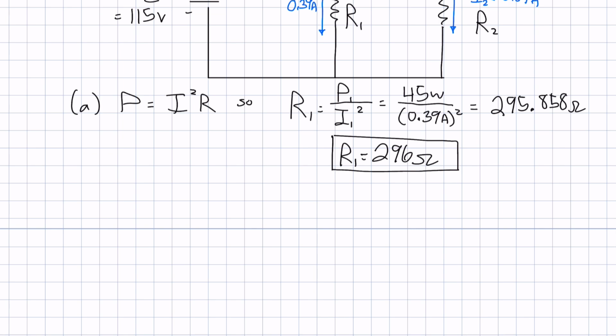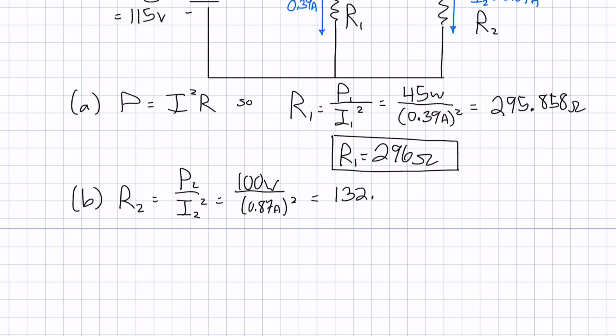We can use the exact same technique for R2, where we will have the power of the 100-watt lamp divided by I2 squared, which is 100 watts divided by 0.87 amps squared, which gives us a resistance, R2, of 132.118 ohms, or I'm going to round it off to 132 ohms. So we now have the two resistances, so we have successfully finished the question.